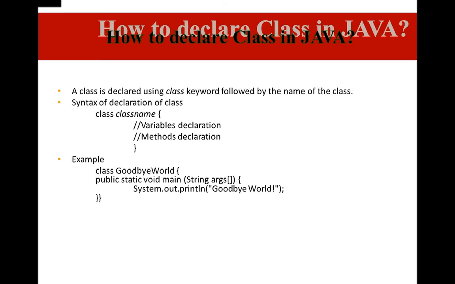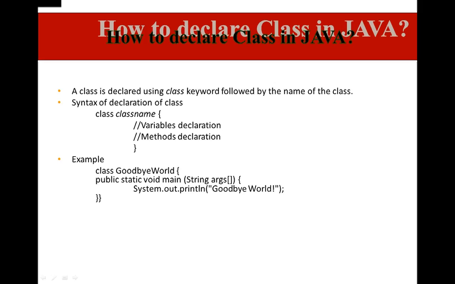To declare a class in Java, we have to use the keyword called class. Class is the keyword to define a class in Java. So to define the class, we have to write class followed by the name of the class. Within the open and closed curly braces, we are going to declare variables as well as methods. This is how we declare classes in Java. Here is a simple program which illustrates the declaration of a class in Java.